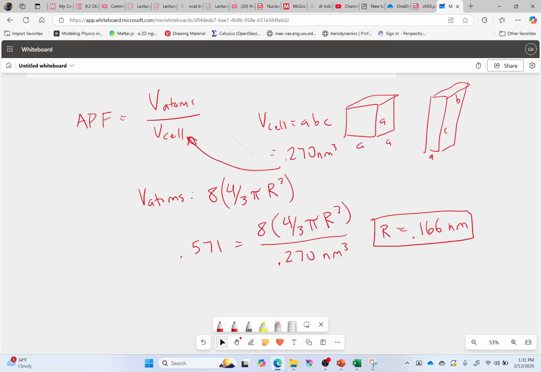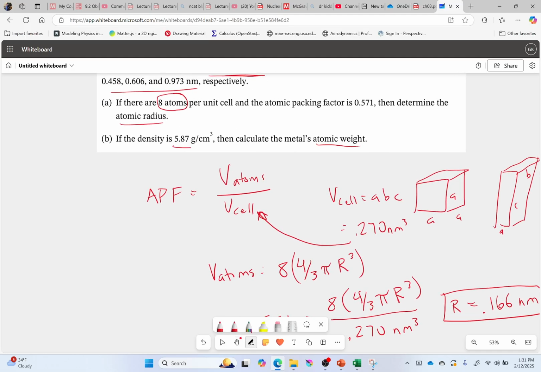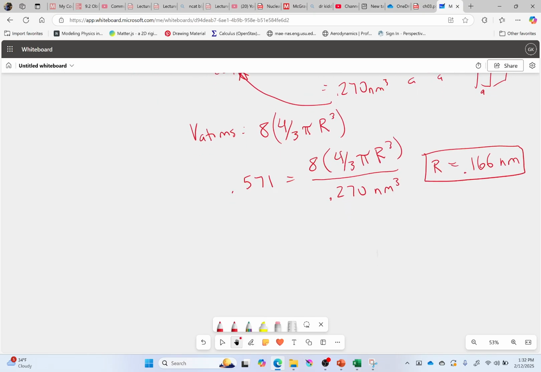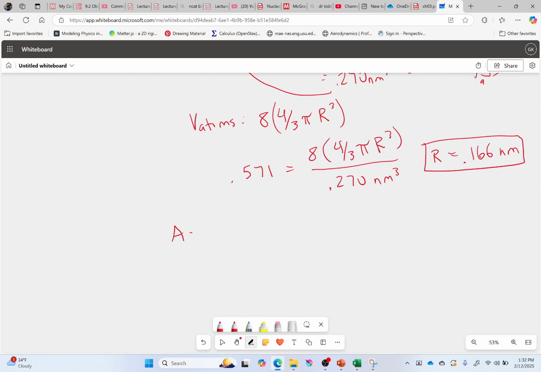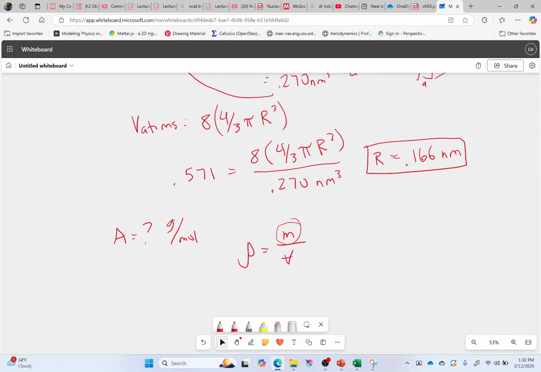Now the second part of this problem says, if the density is 5.87 grams per centimeter cubed, calculate the metal's atomic weight. Okay. So we're trying to find the atomic weight A, and that's always the grams per mole. It gives you density, so let's build it out from density. So density is equal to mass over volume. I already have the volume, that's the volume of the cell. But what about mass? How do I get mass? Well, look at atomic weight. Atomic weight is grams per mole.